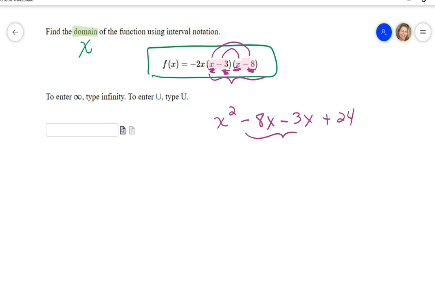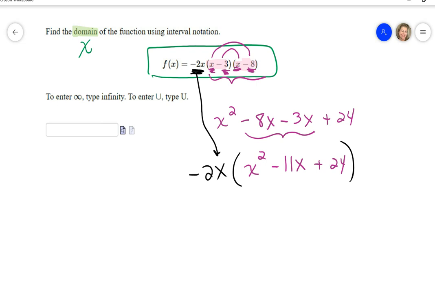And then the negative 8x minus 3x, those are like terms, so I'd combine them and I'd get negative 11x altogether. That is what I get when I multiply my two binomials. Now this negative 2x up here, he's still there. He's just hanging around out in front, waiting for me to FOIL the back half, so that now I can take the negative 2x and distribute it.